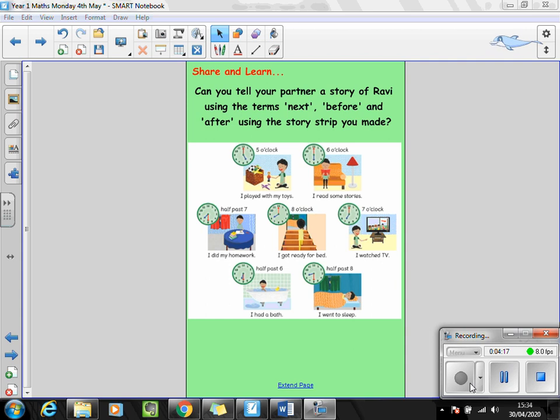At 6 o'clock, Ravi read some stories. Before he read his stories, he played with his toys at 5 o'clock. After he read his stories, he watched some television at 7 o'clock. The next thing he would do after watching television would be to do his homework at 7:30. Maybe you could write your story down ready to share with us.